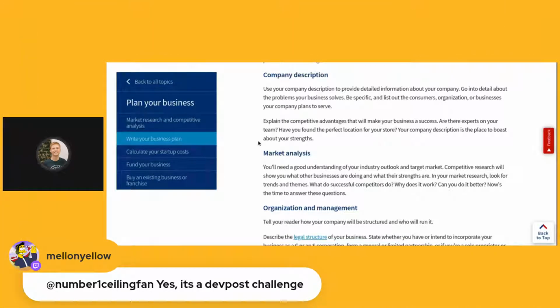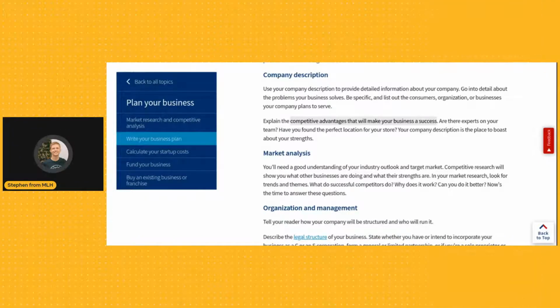Okay, so the first subsection after the executive summary is a company description. This is going to provide detailed information about the company, such as the problems that it solves. And you want to explain the competitive advantage that makes the business a success. Does anybody know what a competitive advantage is in business? Does anyone know what a competitive advantage refers to?